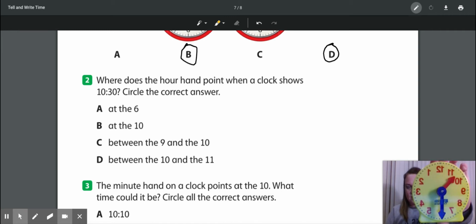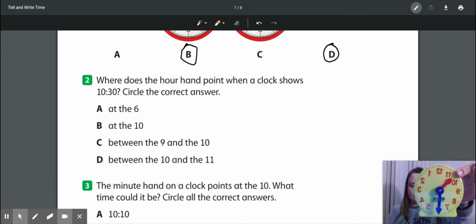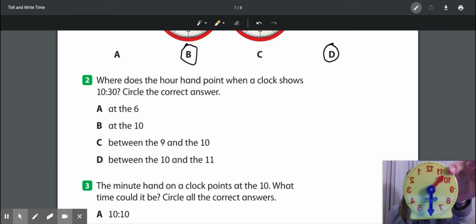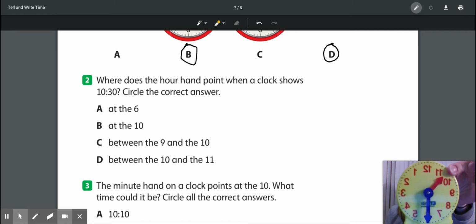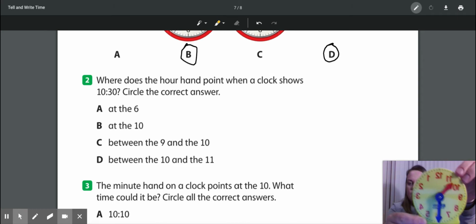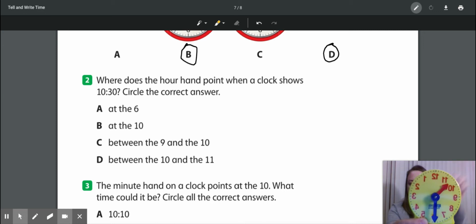Circle the correct answer. A, is my hour hand at the 6? No. B, is my hour hand at the 10? It's not right at the 10. It's by the 10, not right at the 10. C, between the 9 and the 10. Or D, between 10 and 11. Which one do you think it is? If you chose D as in dog, you are correct. Go ahead and circle D.